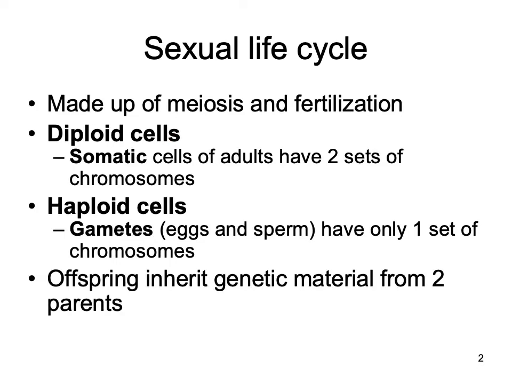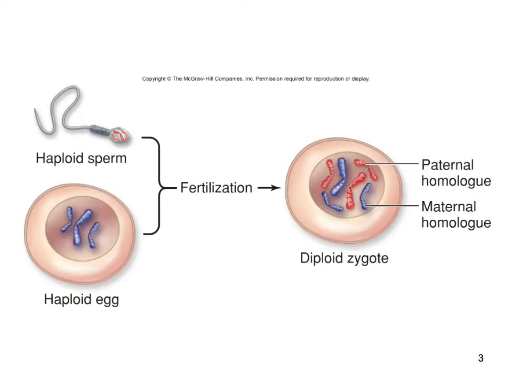Offspring inherit genetic material from two parents. How that happens is there is an egg that only has one set of chromosomes. In humans, that would be 23 entirely unique chromosomes. This cartoon only draws 3 for simplicity. And a sperm only has one set of each chromosome, 23 in humans.